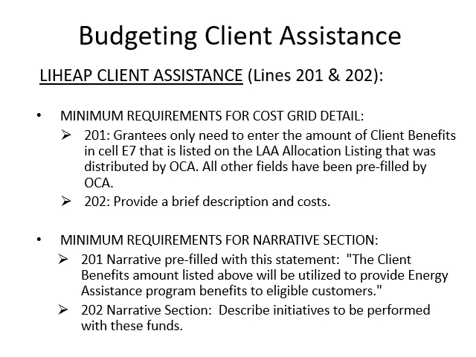The minimum requirements for the narrative section. For 201, the narrative has been pre-filled with the statement, "The client benefit amounts listed above will be utilized to provide energy assistance program benefits to eligible customers." So nothing additional is needed there. But as far as Assurance 16, if you choose to budget for those costs, in that narrative section, you will need to describe the initiatives that you're going to perform with the Assurance 16 funds.